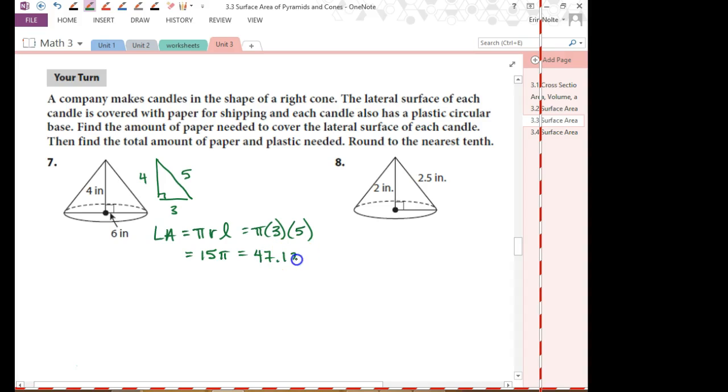47.123. 124. 124? Okay, I'm going to go 0.2. All right, so to come up with the surface area, I would add my lateral area plus the area of the circle, that base. So area of a circle is pi r squared. So we just said the r length was 3. So we square that. So if you add 9 pi to what you just had, what do you get?